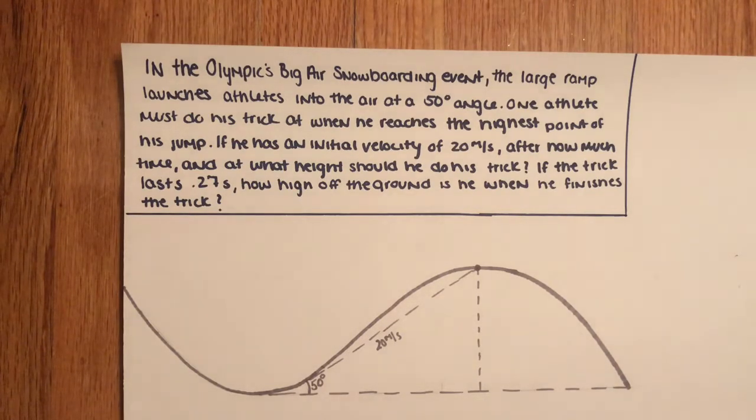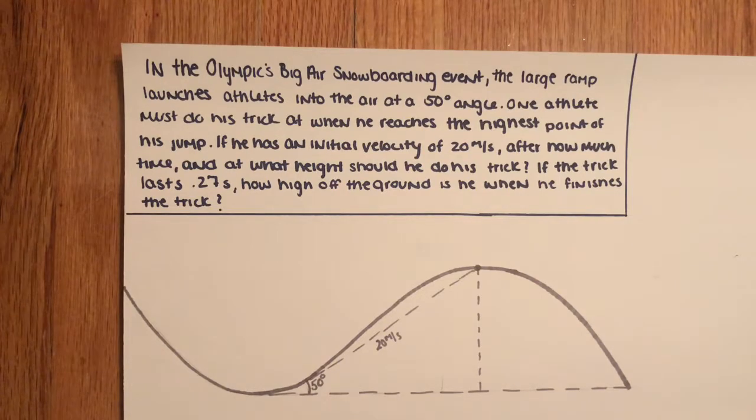If he has an initial velocity of 20 meters per second, after how much time and at what height should he do his trick? If the trick lasts 0.27 seconds, how high off the ground is he when he finishes the trick? As you can see, we already have a diagram drawn and filled in with all the information we know from the word problem.